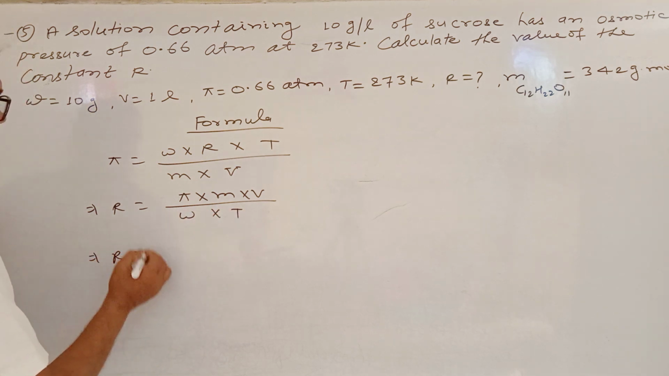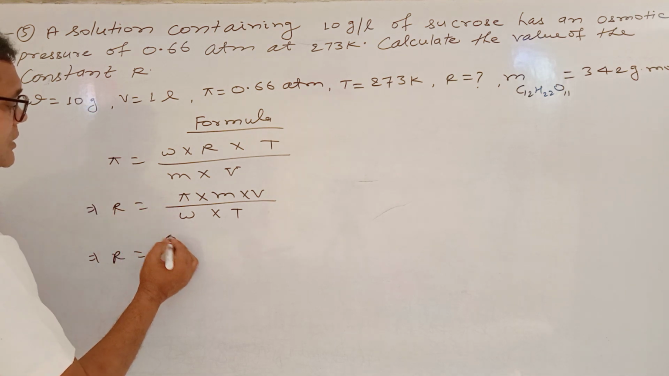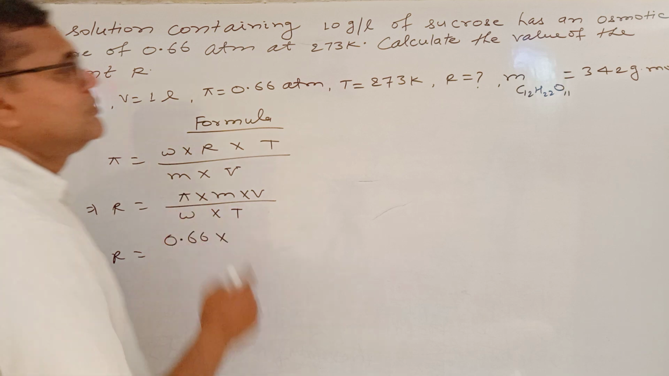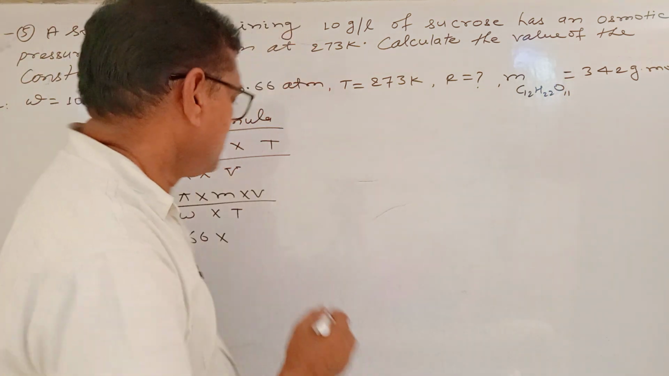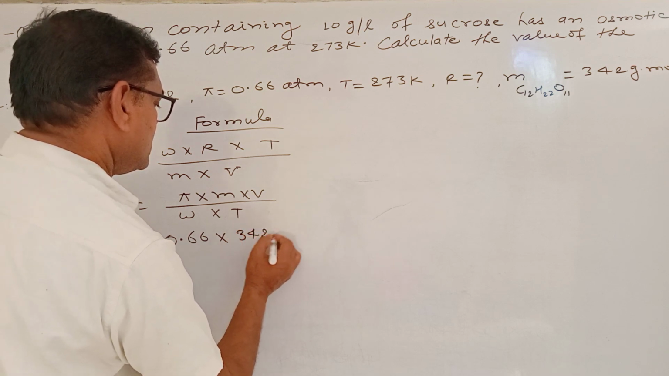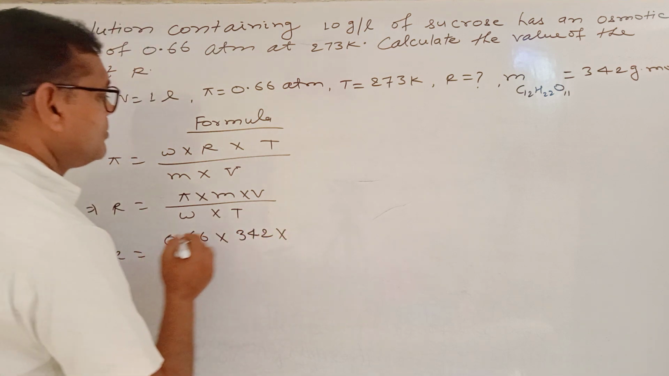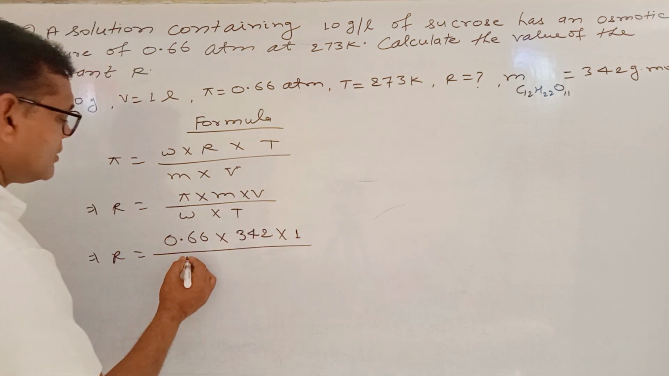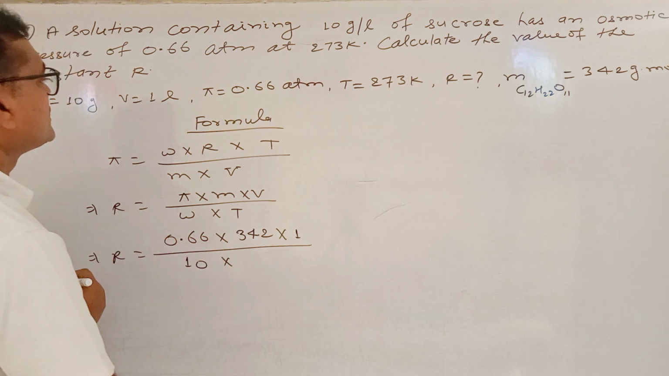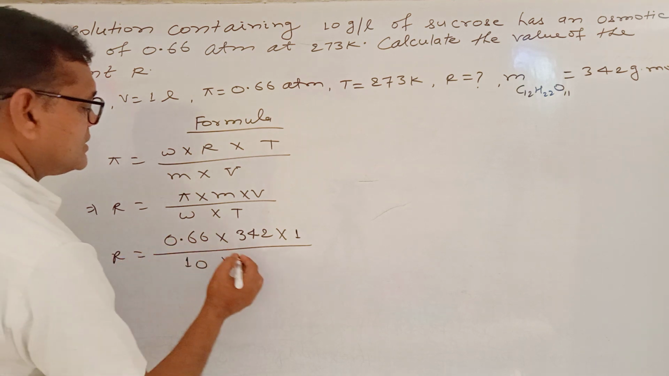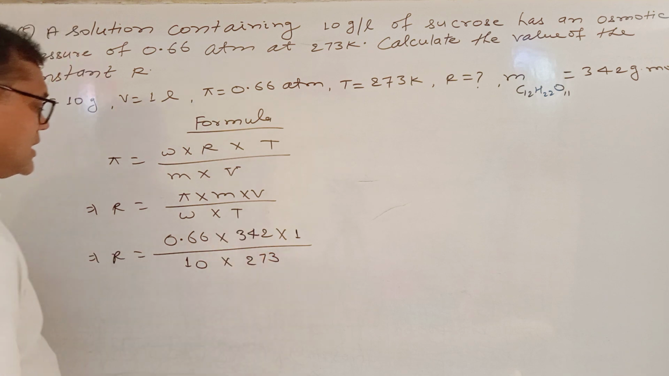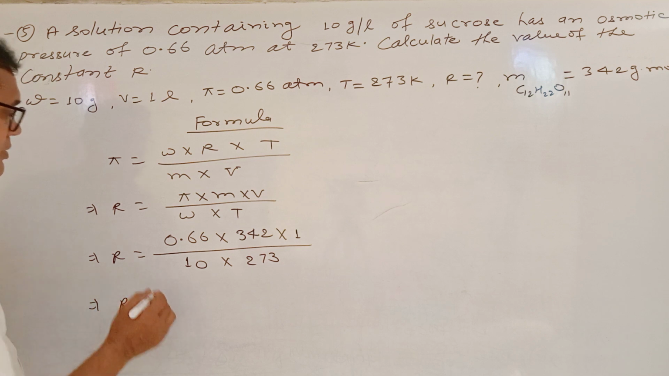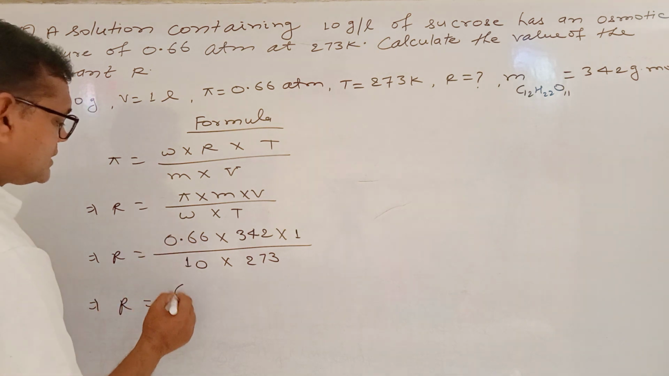The value of pi is equal to 0.66 atm. The value of small m is 342. Volume V is equal to 1 liter. Small w is equal to 10 gram and capital T is equal to 273 Kelvin. We move a decimal point.